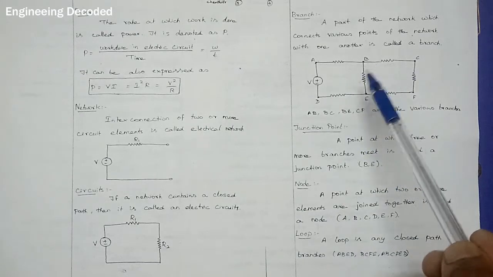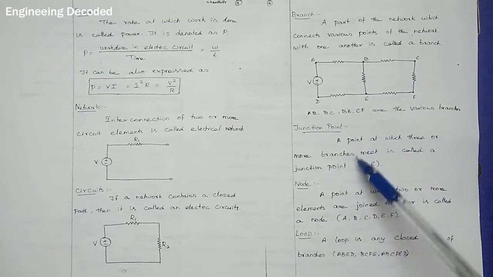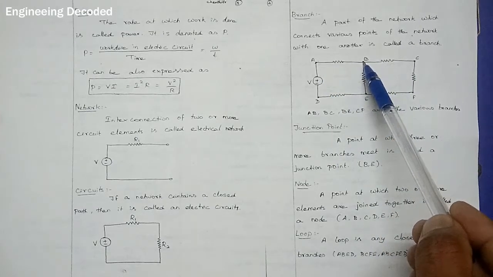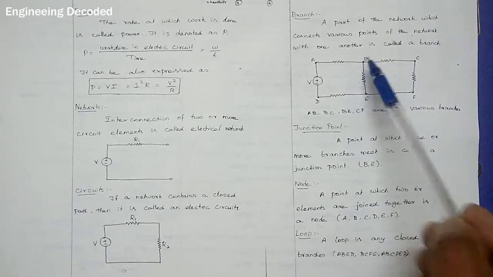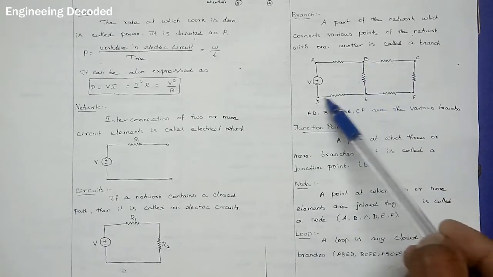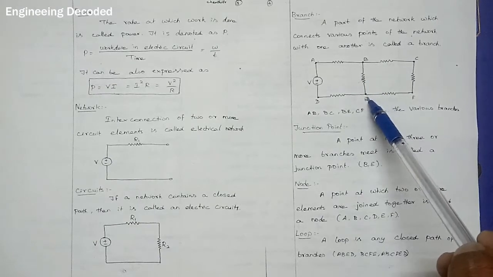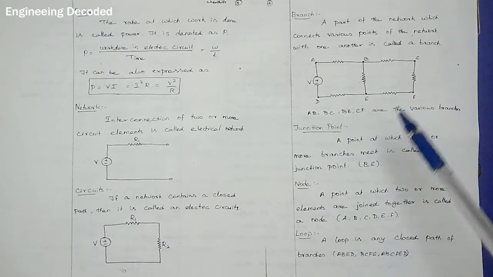So here, a point at which 3 or more branches meet. So 1, 2, 3, 3 branches meet at this point. So that is a junction. So B is a junction. Similarly, this branch, this branch, this branch, these 3 meet at this point. So that is another junction point. So B and E are junction points.